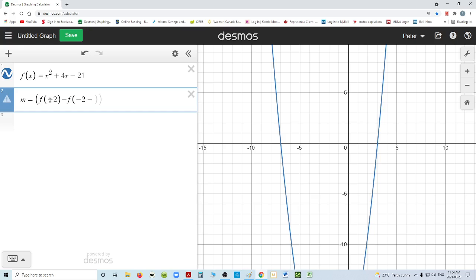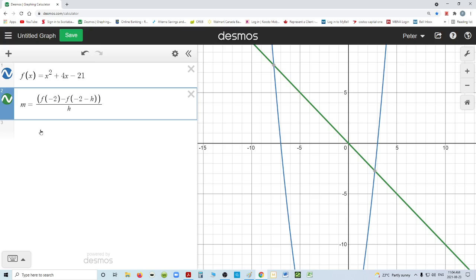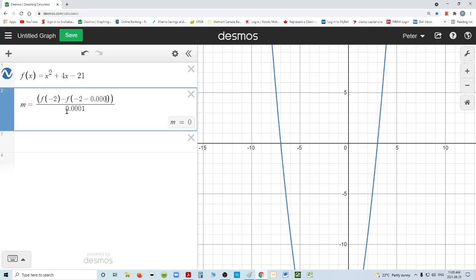-2 minus h, and we'll make our h 0.0001. I'll just set it for h so that you can see it. And I'm going to divide this all by my h. Now, if I set, oh, it's doing that again. So let's just make my h 0.0001. And we can see my m is very small. So now we're going to take it just to the right of it.